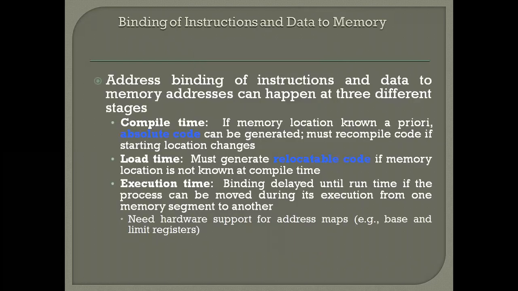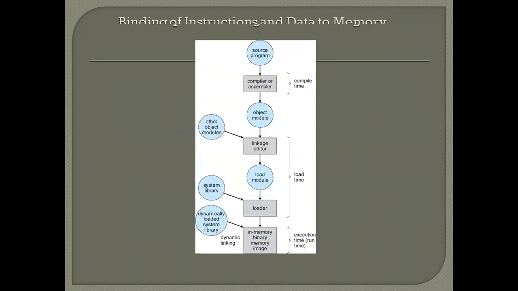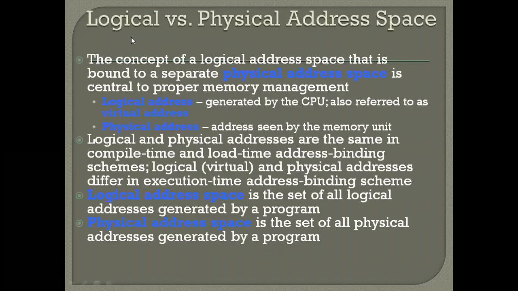In run time binding, the method permits moving a process during runtime from one memory segment to another. This method cannot be implemented until good hardware support is available, and dynamic relocation is used to achieve it. So we can see there are three phases or stages: compile time, load time, and execution time.